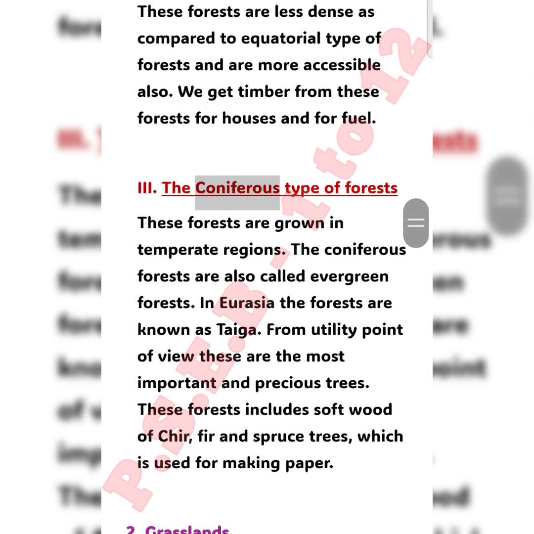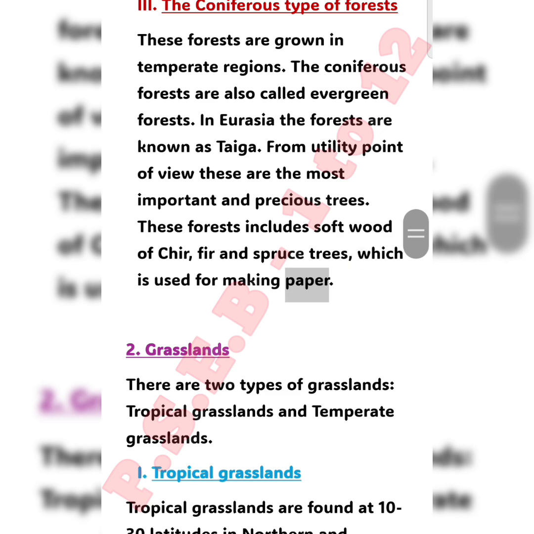The coniferous type of forests. These forests grow in temperate regions. The coniferous forests are also called evergreen forests. In Eurasia the forests are known as taiga. From the utility point of view these are the most important and precious trees. These forests include softwood of chir, fir and spruce trees, which is used for making paper.